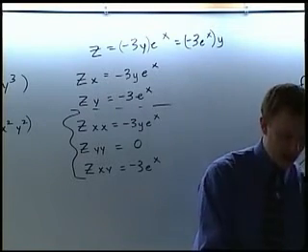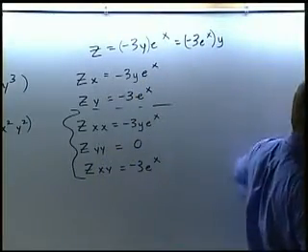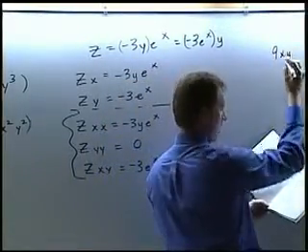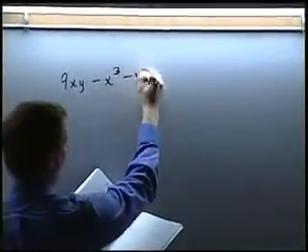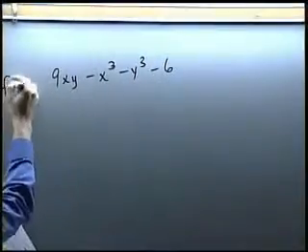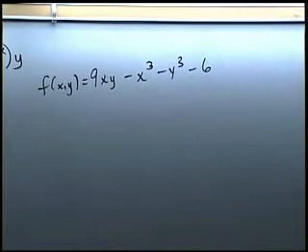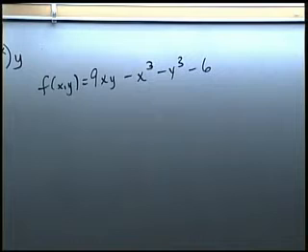Okay, now let's start getting into setting these things equal to 0. Let's start looking for maximums and minimums on 3-dimensional graphs. Okay, we've got 9xy minus x cubed minus y cubed minus 6. We want to find out where we have a possible maximum or minimum. The procedure that we will use is to take both of the first derivatives and set them equal to 0. Okay, so let's just see how this works. All right, so what's f sub x first of all?